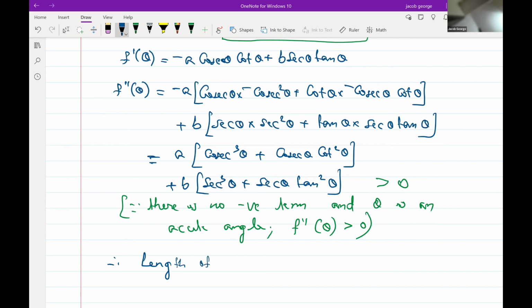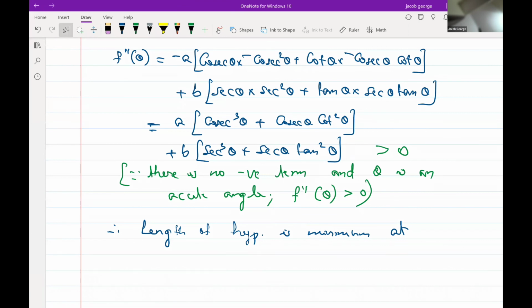Therefore, the length of hypotenuse is minimum at theta equal to tan inverse of A by B the whole raised to 1 by 3. And then the concluding part. The concluding part is to prove that the minimum length of hypotenuse is A raised to 2 by 3 plus B raised to 2 by 3, the whole raised to 3 by 2.